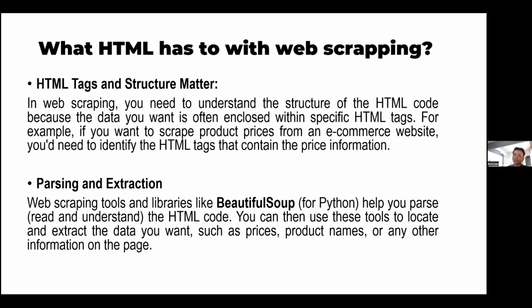Okay, and then parsing and extraction. When web scraping, libraries like Beautiful Soup for Python help to read and understand the HTML code. So this module, Beautiful Soup, serves like your personal assistant, so that you won't be using your naked eye to look into the data. You use the Beautiful Soup module to look into the data that you really need, so that you won't be wasting any cognitive effort or time. Okay, so you can use these tools to locate and extract the data that you want, such as prices, product names, or any other information on the page.